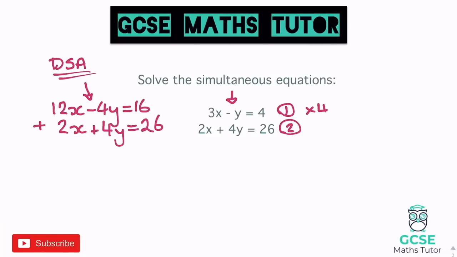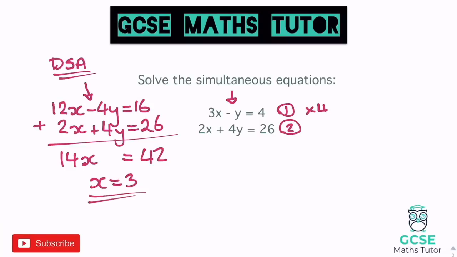So let's write that. 12x add 2x is 14x. Negative 4y add 4y goes to 0, they're going to disappear. And then 16 add 26 is 42. There we go, not the nicest one, particularly if it's non-calculator, but 14 does go into 42 a nice amount of times. It goes in 3 times, so dividing by 14 gets us x equals 3. And there's our first value.